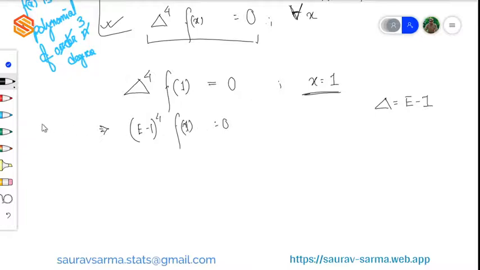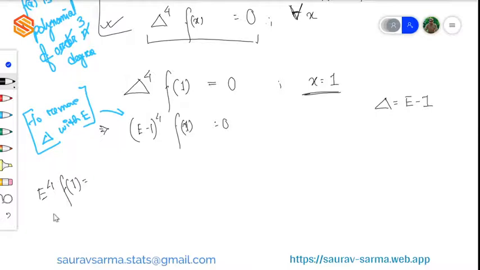So a step lower, why are we taking this step to remove delta with E? Because calculation with E is easier than finding out delta to the power 4. E to the power 4 f(1) is quite easy to calculate. It's nothing but f(1 plus 4).